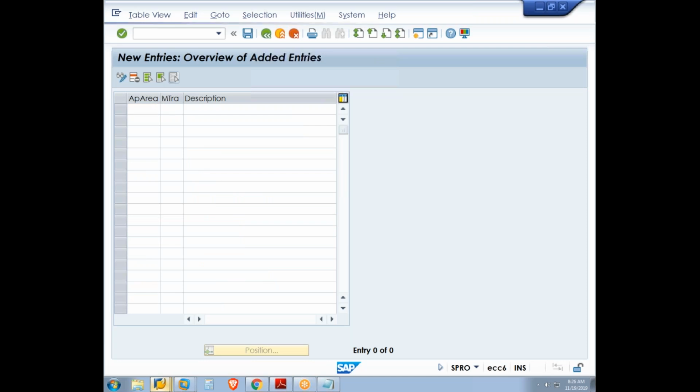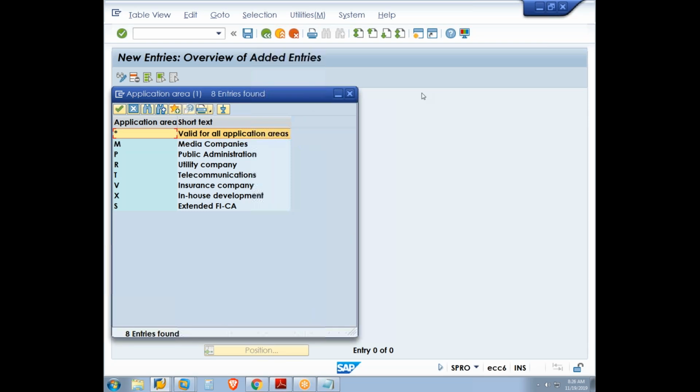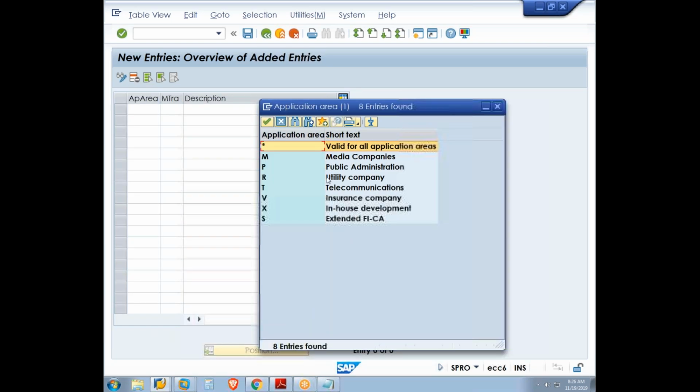That means in which application area you are posting in FICA. Because as we know by now, FICA can be for media companies, public administration, utility company, telecom, insurance, like that. Extended FICA means a non-industry specific solution. Like in general SAP, instead of using the standard accounts receivable, we are using the contract accounts receivable. That is extended FICA.